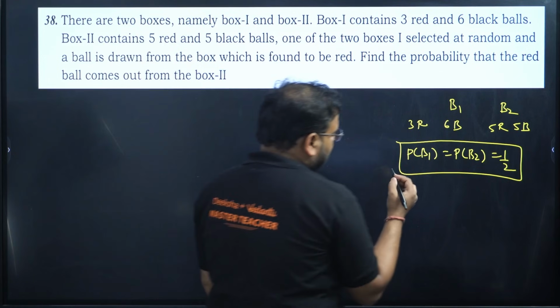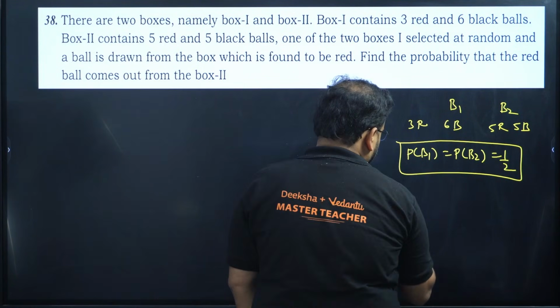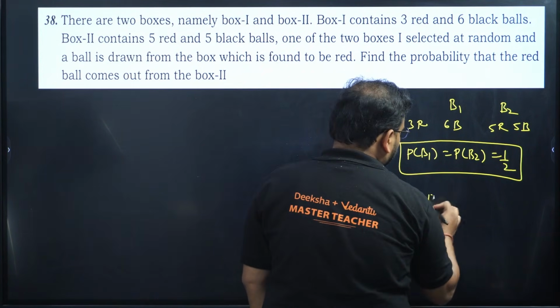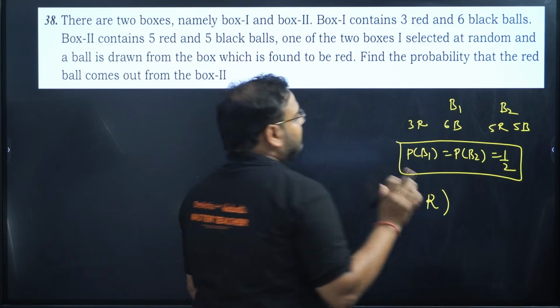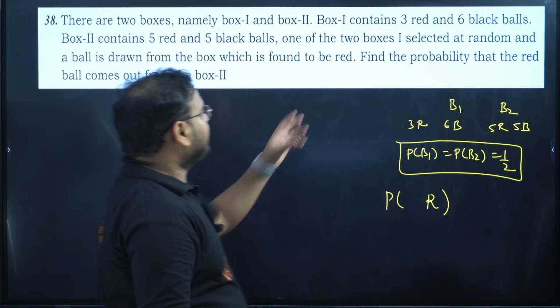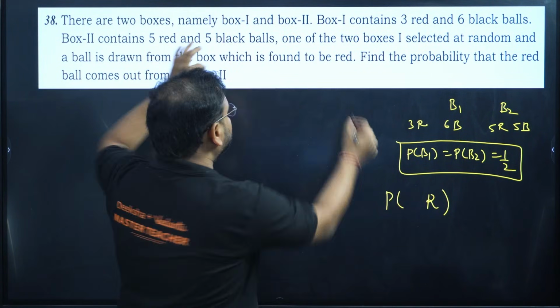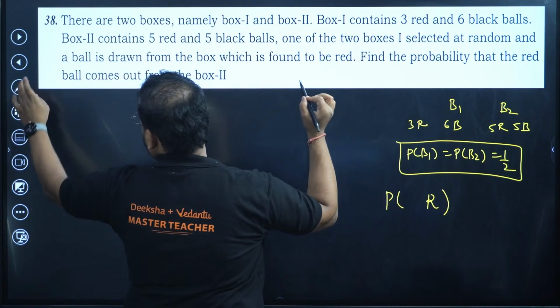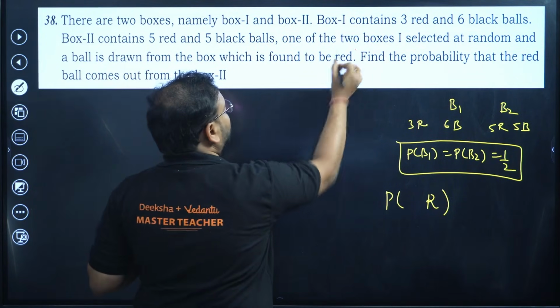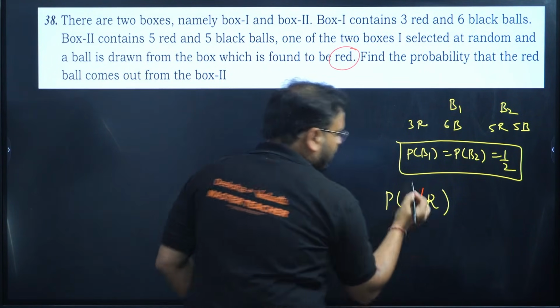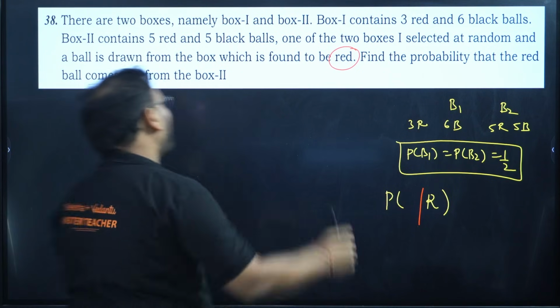So what are they asking you to find? They have picked a red ball already. The event is very simple. Please check: the red ball has already been picked, found to be red. So the red ball is picked, provided that it is coming from box number 2.